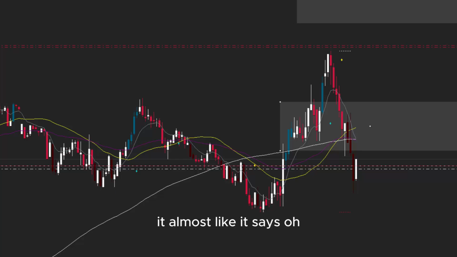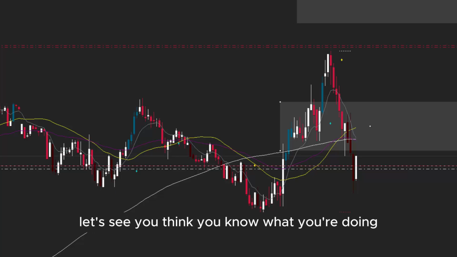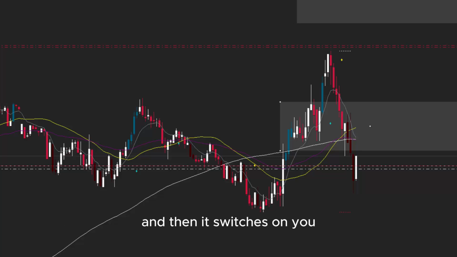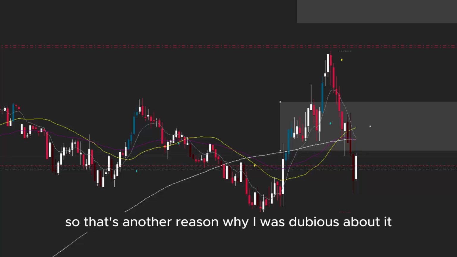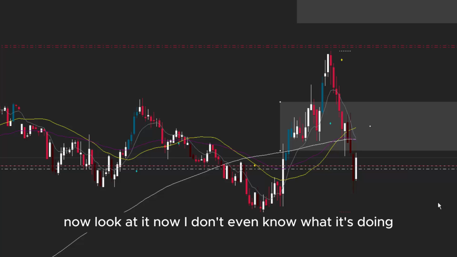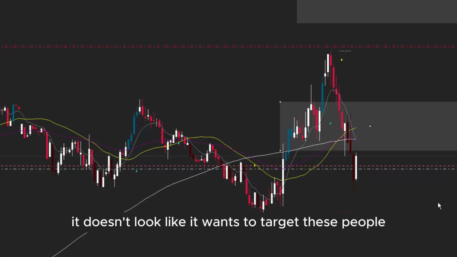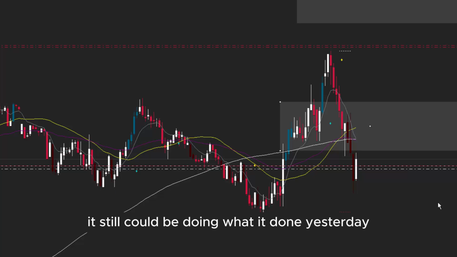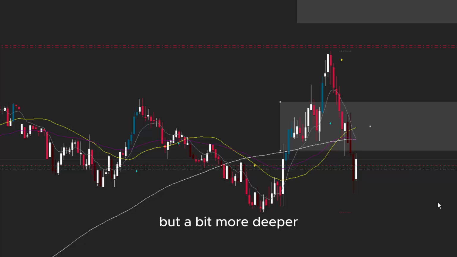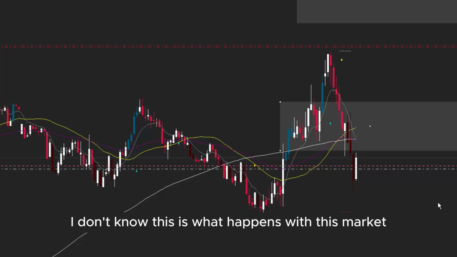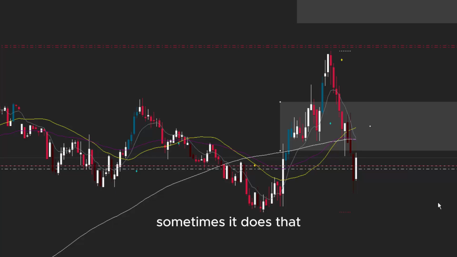It's almost like it says, oh, you've done your back testing. Let's see. You think you know what you're doing, and then it switches on you. So that's another reason why I was dubious about it. Now look at it now. I don't even know what it's doing. It doesn't look like it wants to target these people again. It still could be doing what it did yesterday, but a bit deeper. I don't know. This is what happens with this market. Sometimes it does that. It could even be ranging. It's very difficult on the fly to see what is going to happen.